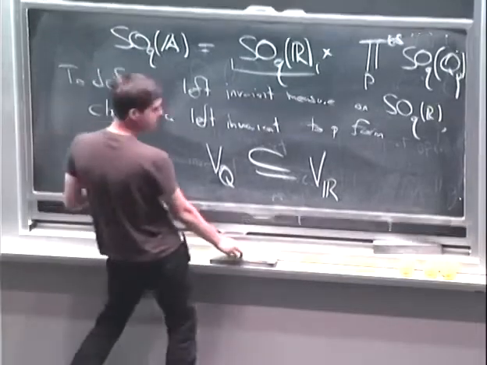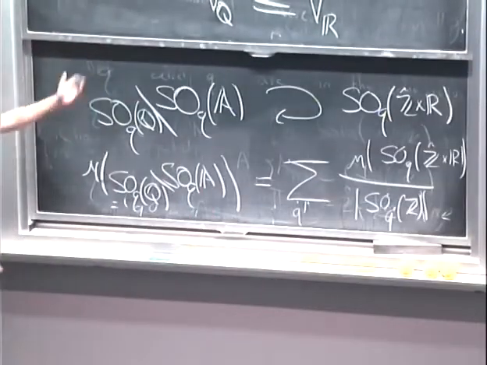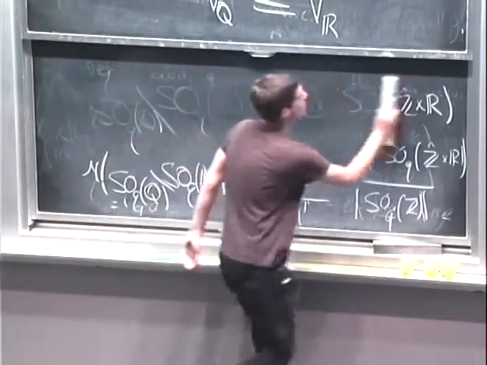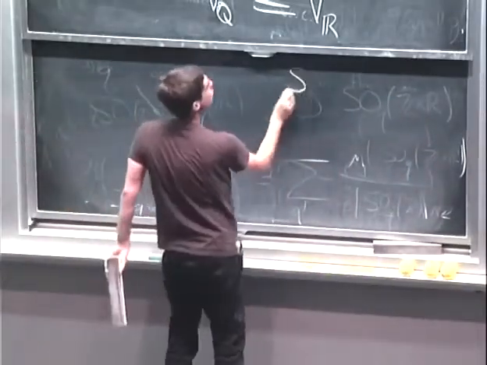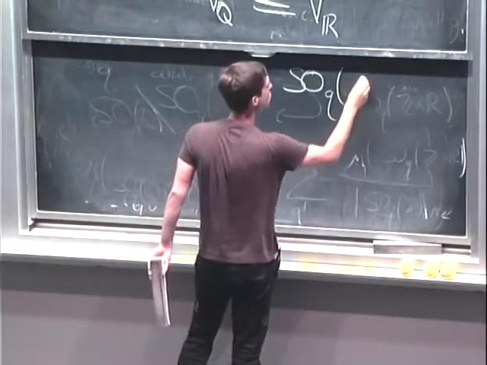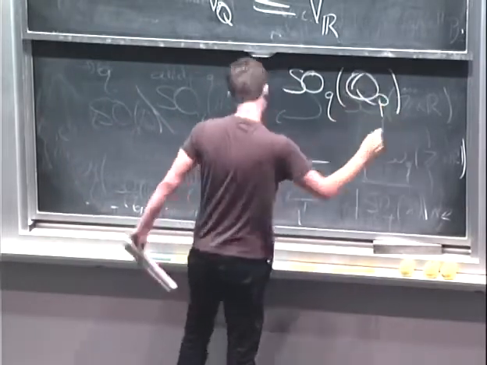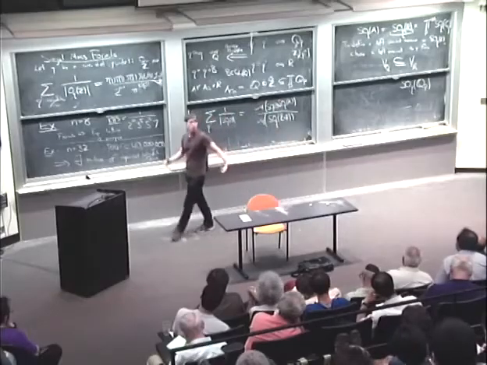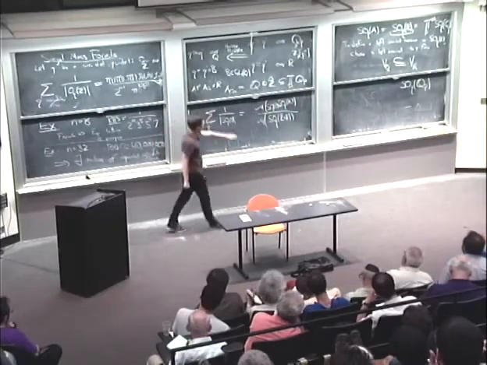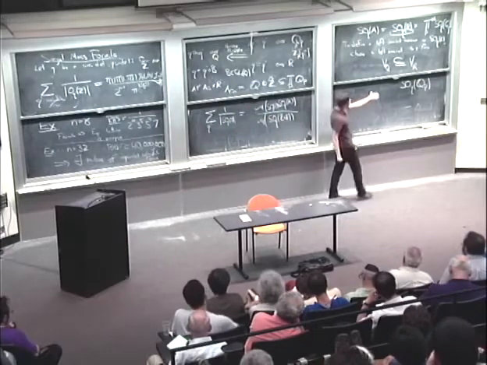All right, that cuts down on the ambiguity a little bit, but there's still a lot left. So let's think next about what would happen if we took one of these other factors, SO_Q of the p-adic rationals. So this is not a Lie group in the usual sense anymore, but it's what's called a p-adic analytic group. And the story is similar.